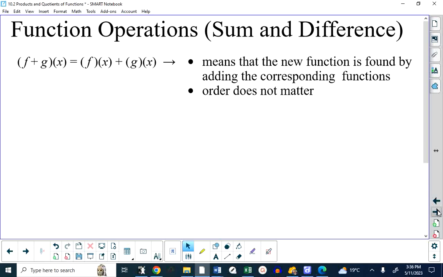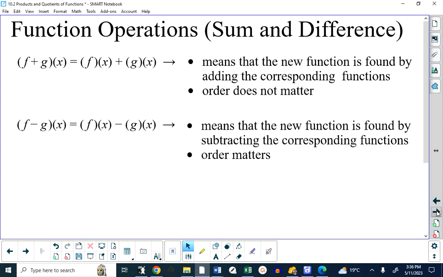The order in which you add two things doesn't matter. So if I write f plus g quantity of x and you decide you're going to write g of x plus f of x, and your neighbor decides they're going to write f of x plus g of x, doesn't matter. On the other hand, the notation that we use for differences is f minus g quantity of x, and that means f of x minus g of x. But the order is important here. You're subtracting the two functions, but just like numbers, the order in which you subtract things changes the outcome of the problem. So f minus g of x means f of x minus g of x. You cannot write that as g of x minus f of x.